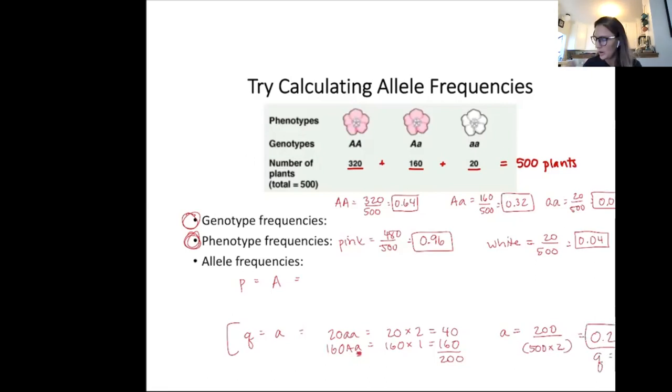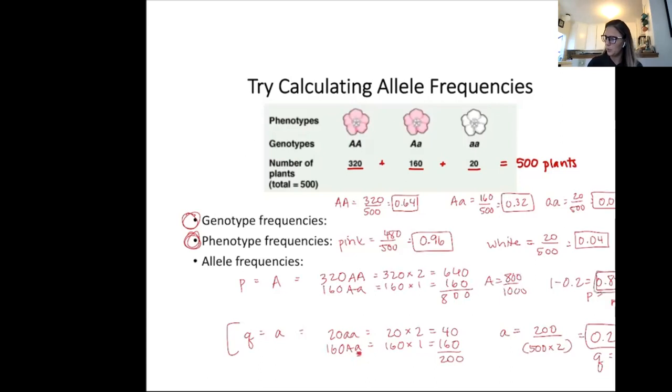So what's an easy way to figure out p? An easy way to figure out p is 1 minus 0.2, which is 0.8, which is what we think p is. But let's double check. For p, we have 320 big A, so that's going to be 320 times 2. We have 160 of a het, so that's going to be 160 times 1, right? So we have 640 plus 160, which is 800. So big A is going to be 800 over 1,000, which does in fact give us our 0.8.